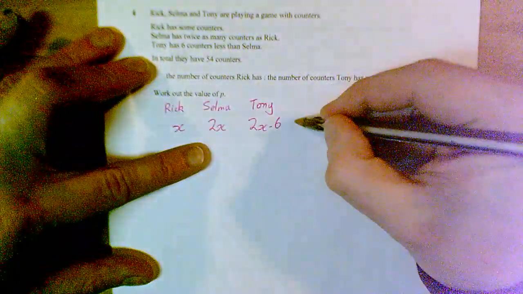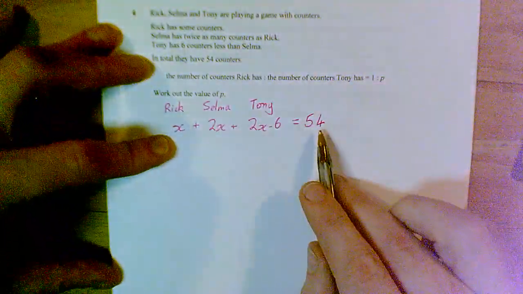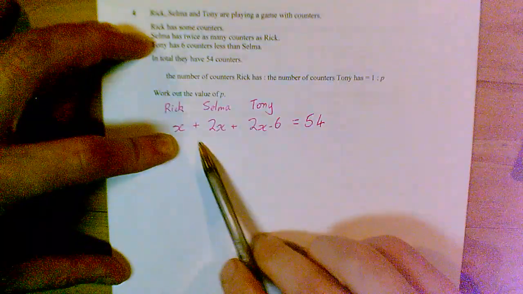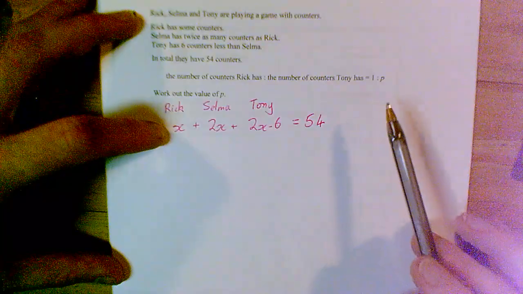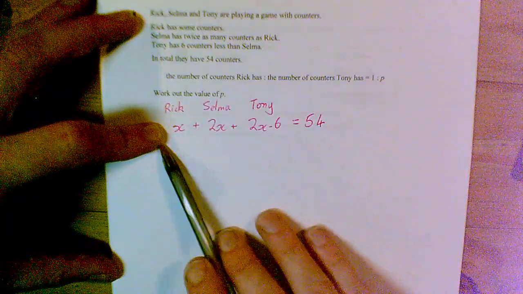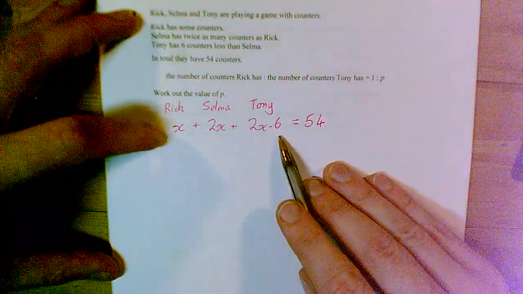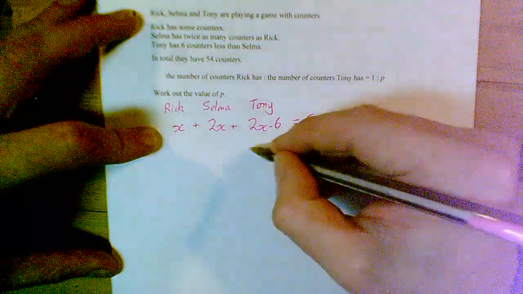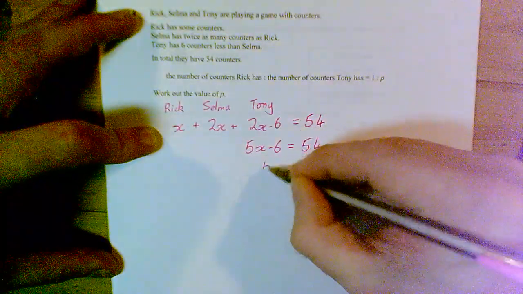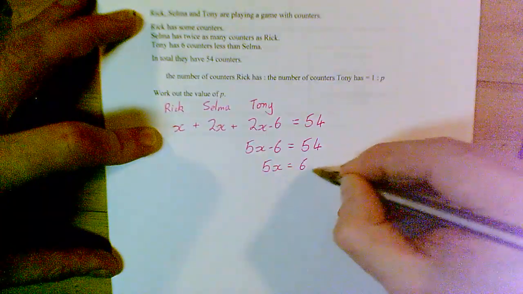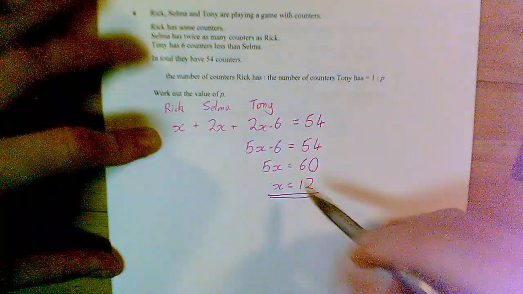And in total they have 54 counters. So if I add all those together, I get 54. That allows me to work out what x is, to work out how many Rick has. Some of you solved this by trial and error, and that's absolutely fine. Often this is a good way of doing it. When I add these together then, I've got 5x subtract 6 is the same as 54, and I solve this equation by adding 6 to both sides and dividing by 5. So x is 12.